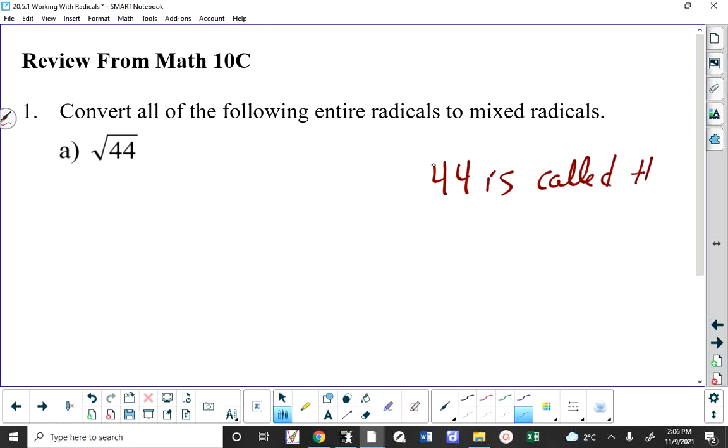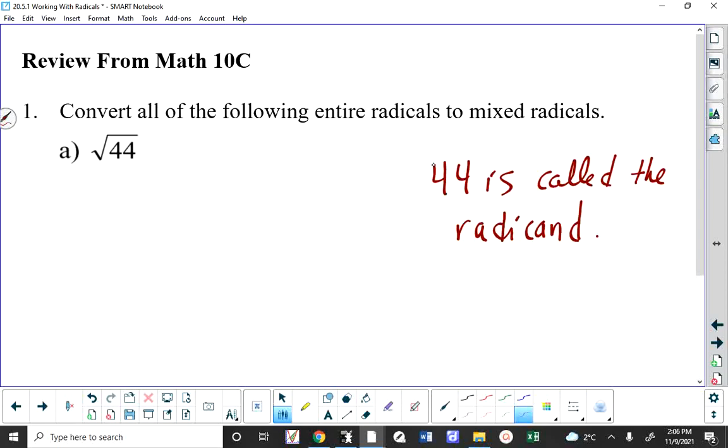And again, remember everybody, this is review as well, you should know this: 44 is called the radicand. And that language, before I get to the actual question, is important. It's important you understand when I say we need to do something to the radicand, that I'm talking about what's underneath the radical sign.